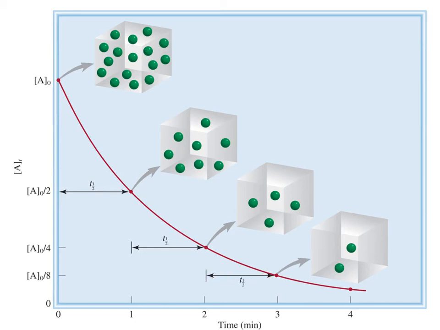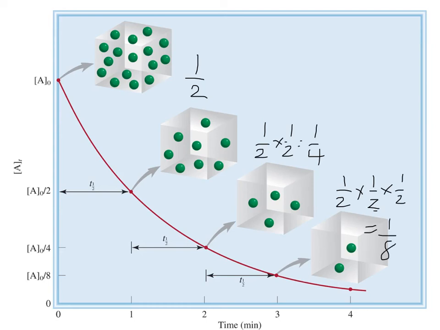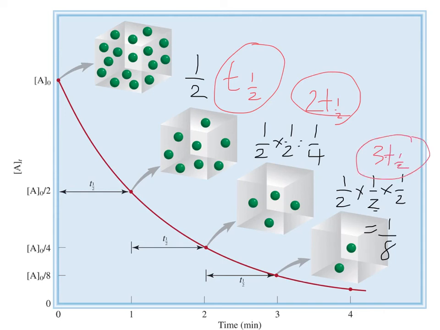And again, every time you wait a half-life, you get half of what's left. So after one half-life, you've got half of what you started with. After another half-life, you've got half of 1/2. That's 1/4. After a third half-life, you've got 1/2 of 1/2 of 1/2, which is 1/8. So after 1 half-life, you've got 1/2, 2 half-lives, you've got 1/4, 3 half-lives, you've got 1/8, and so on.